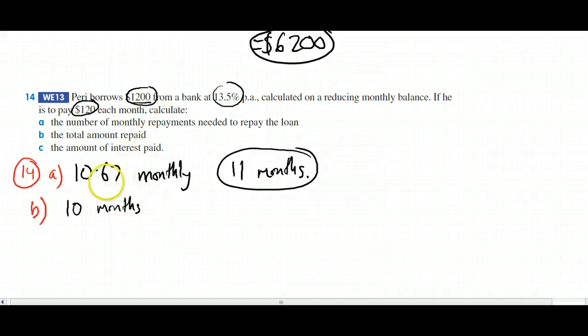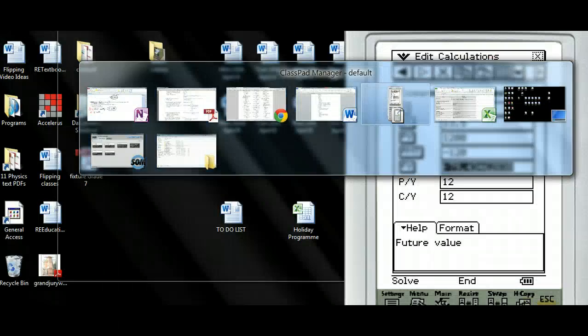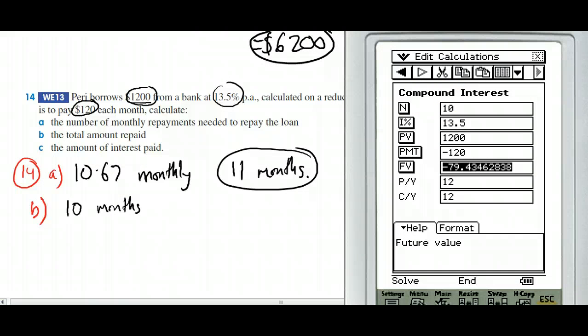Okay, so we can find out how much this money represents, this 0.67 months, by putting into the calculator the number of payments, 10 months, the interest rate, he's paying off $1,200 at $120 a month, and then when we calculate the future value, how much is left after 10 months, then there's $79.43 still to be paid off.